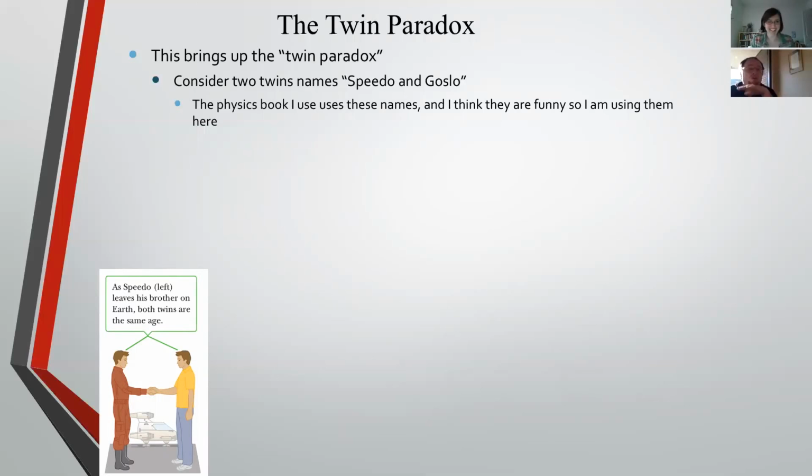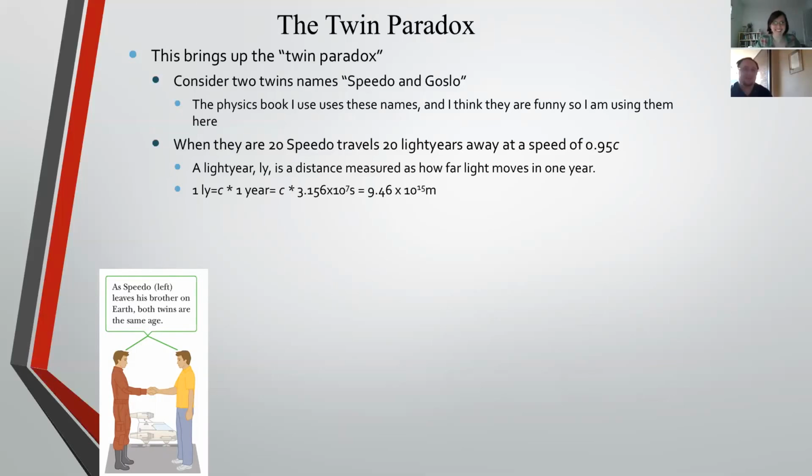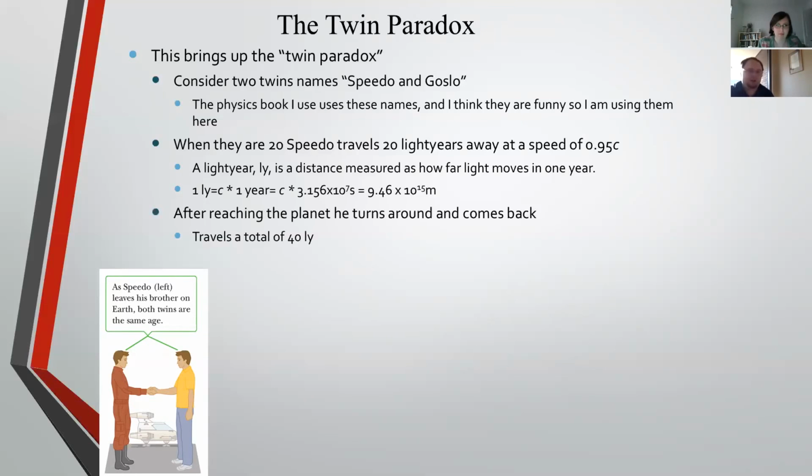So we have 2 twins, the same age, who are in a circus. One of them lives on Earth. The other one travels 20 light years away at a speed of 0.95 times the speed of light. So he's going to travel out 20 light years, then back 20 light years at 0.95 C. That's going to take a little longer than 2 years for him to do, because it's not at C, it's at 0.95 C.